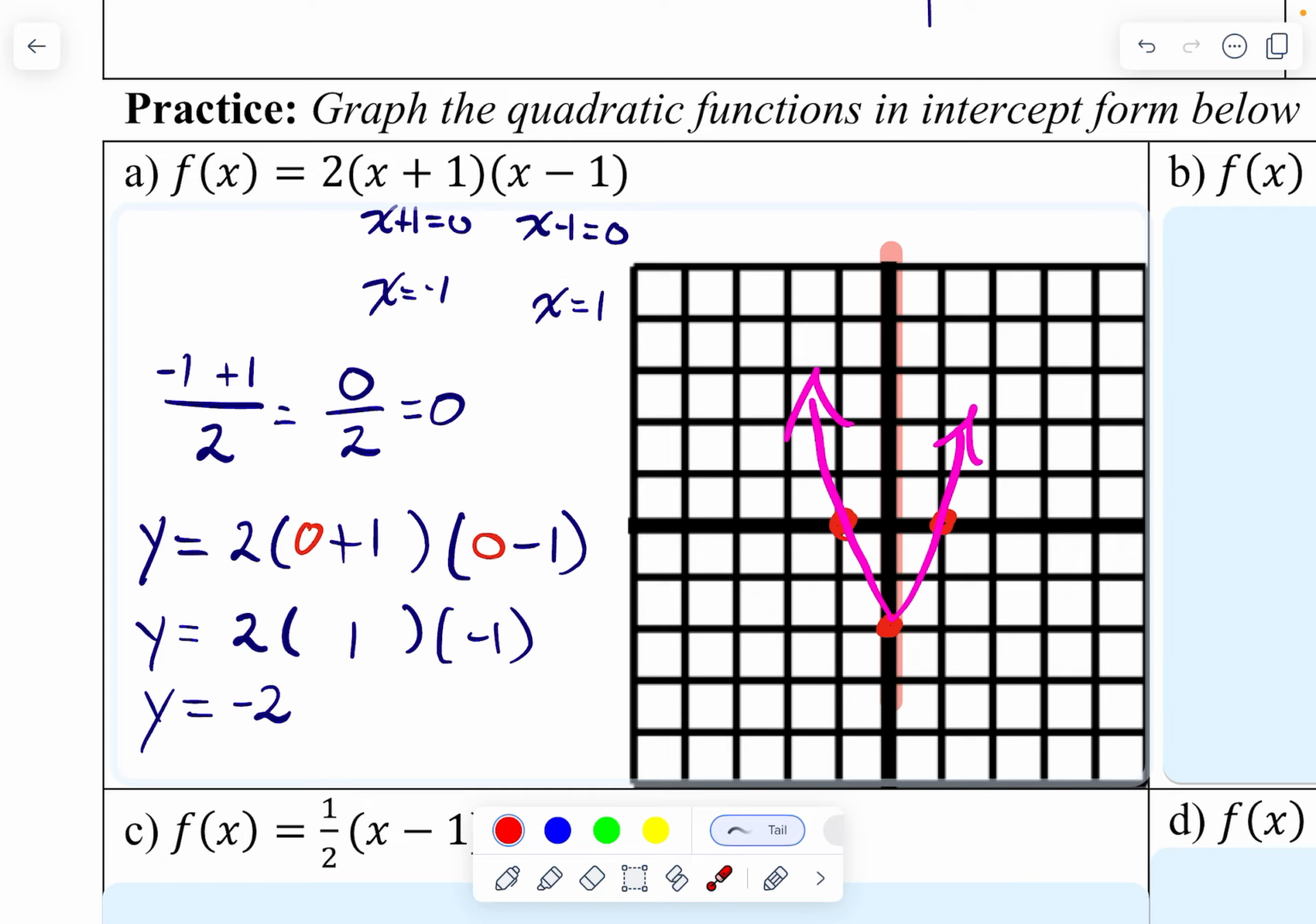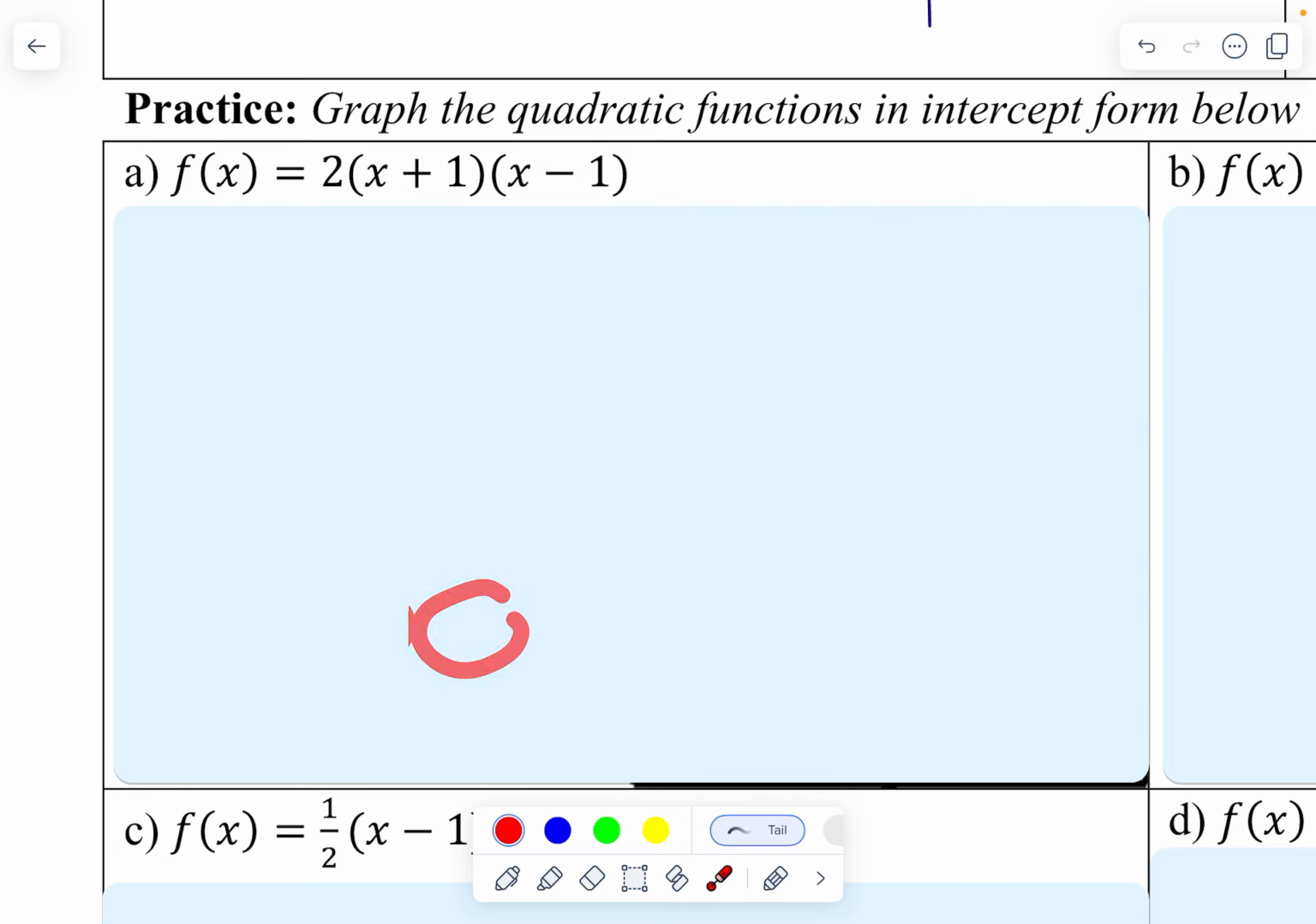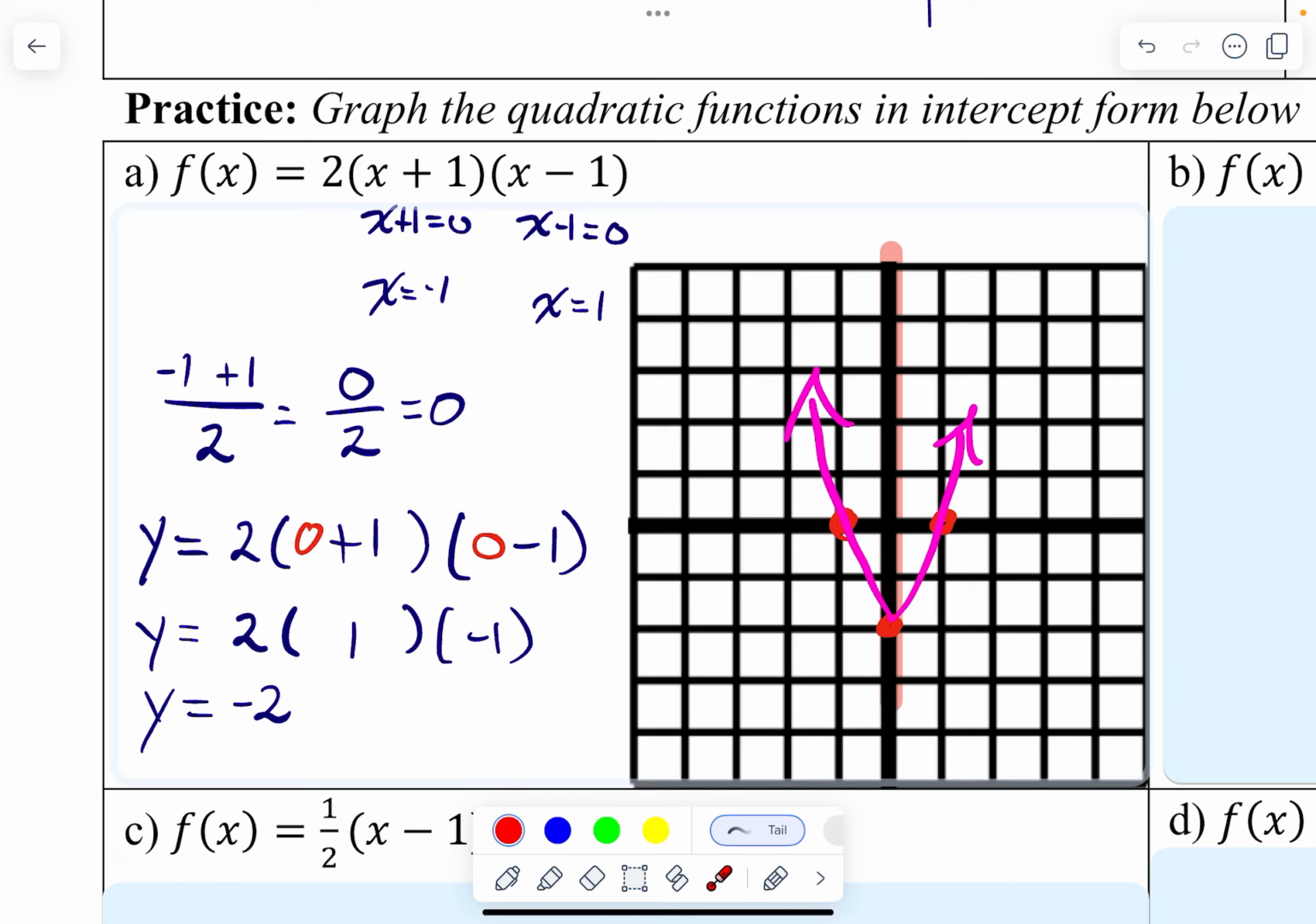Sure enough. Now if I substitute that x value of 0, which is my axis of symmetry, back in, I can evaluate and figure out what y equals. So I get 0 plus 1 is 1, 0 minus 1 is negative 1, times my a value, which is 2. So I take 2 times 1, get 2 times negative 1, and I get negative 2.